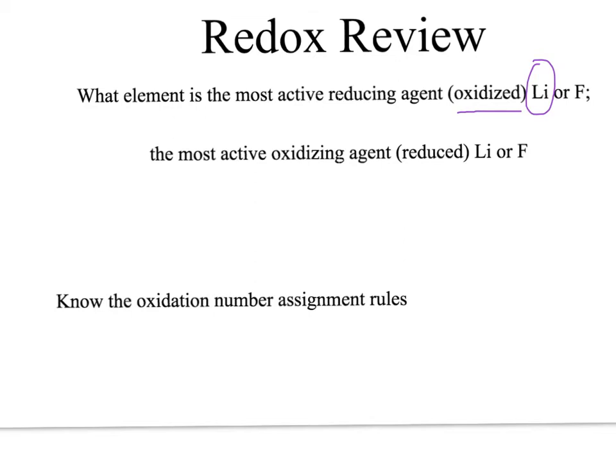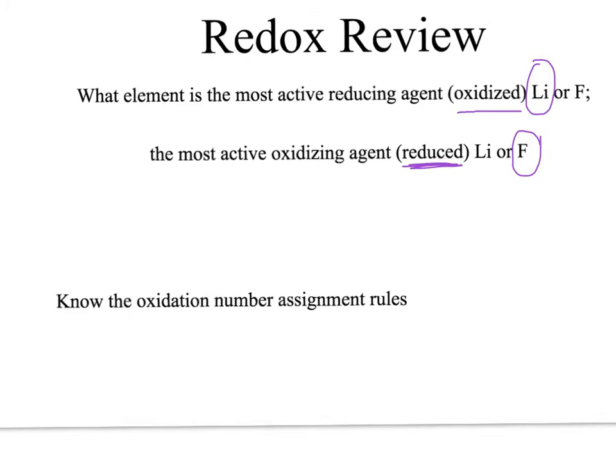The most active oxidizing agent, if it's an oxidizing agent, it means it's going to be reduced. And we talked about this in class. Fluorine is the most electronegative element, which means it has the greatest attraction for the electrons. So it for sure is going to want to gain electrons. And so it would be reduced, making it a very strong or very active oxidizing agent. If you were to see that on a test, you have to think about them being opposite. If it's an oxidizing agent, it's reduced.